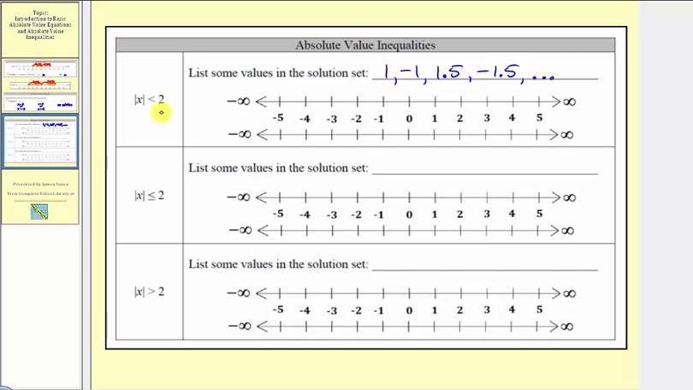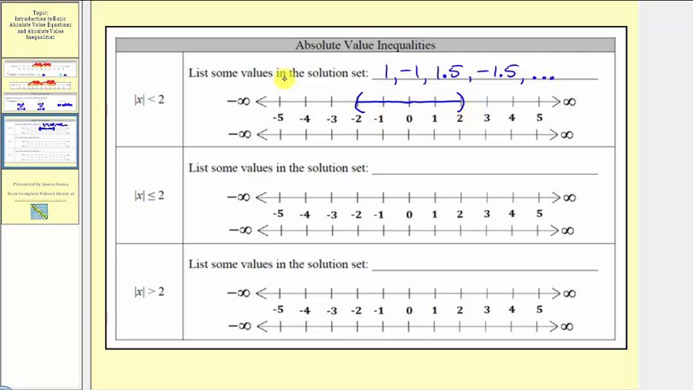So if we think about this, all the numbers whose distance from 0 is less than 2 units would be to the left of positive 2 and to the right of negative 2. We would not include 2 and negative 2 because the distance has to be less than 2 units, not equal to 2 units. So if we start at 0, we could go right 2 units, out to 2, but not include 2, so we'd have a rounded parenthesis here. And then going back to 0, we could go to the left 2 units, all the way out to negative 2, but not include the endpoint, so again we'd have a rounded parenthesis here.